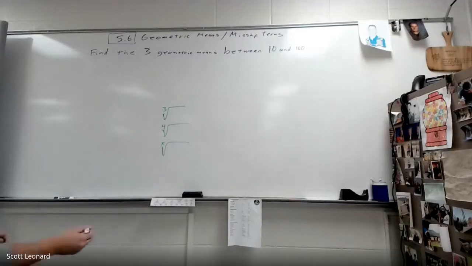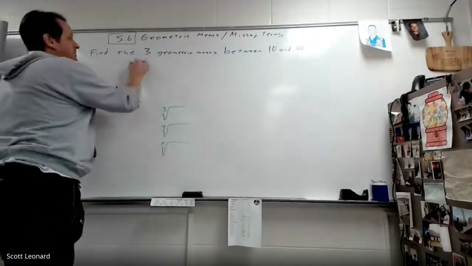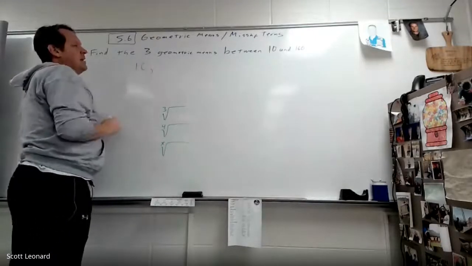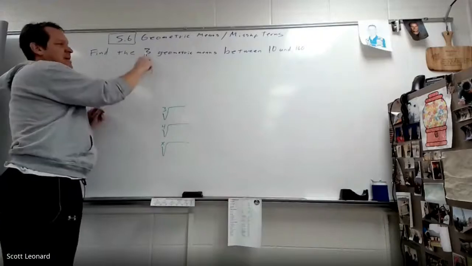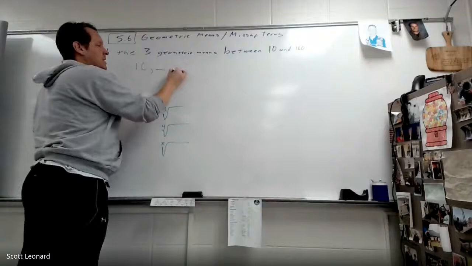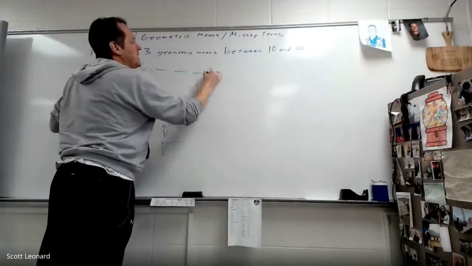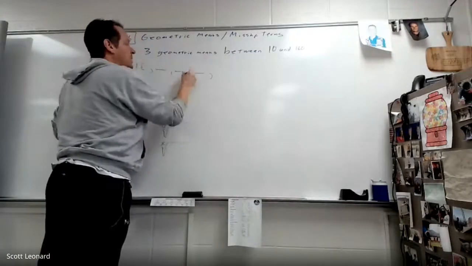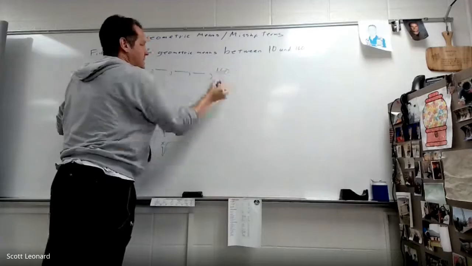So we are going to start out with 10. I'm going to put a comma, and then I have 3 geometric means. This number is going to change throughout our homework. Could be 4, could be 2. So I'm going to leave 3 blanks. And then my 5th number is the 160.